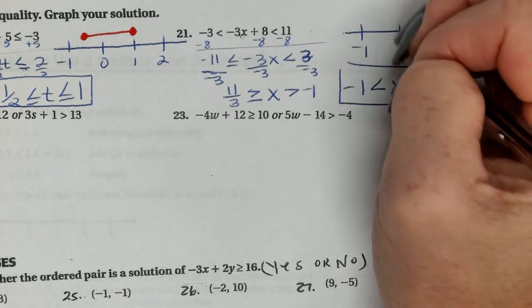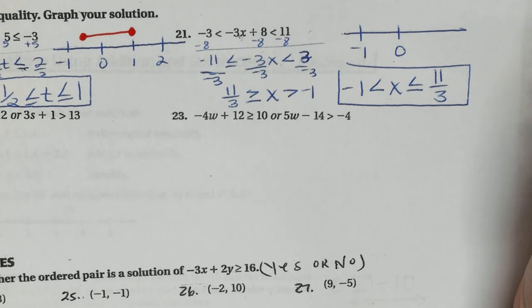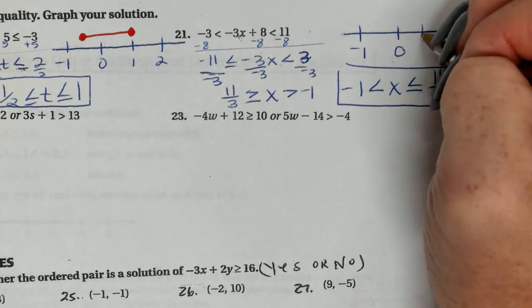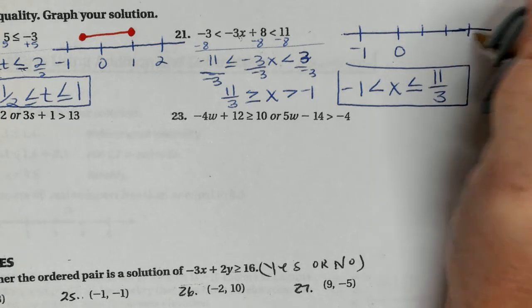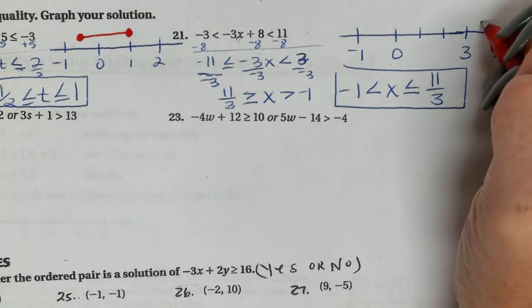Here's negative 1, here's 0. 11 thirds is 3 thirds is usually 0.3 repeating. Let me see, 11 thirds, oh, you're right, 3.6. All right, so then here's 1, 2, 3, 4. So here's 3, here's 4. So 11 thirds is 3.6 repeating.